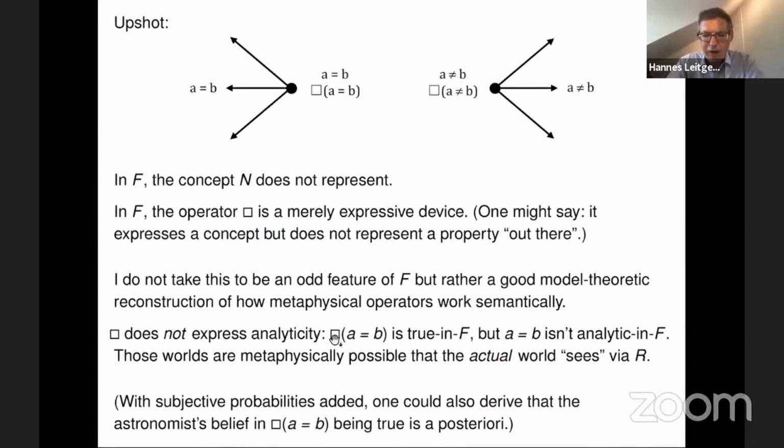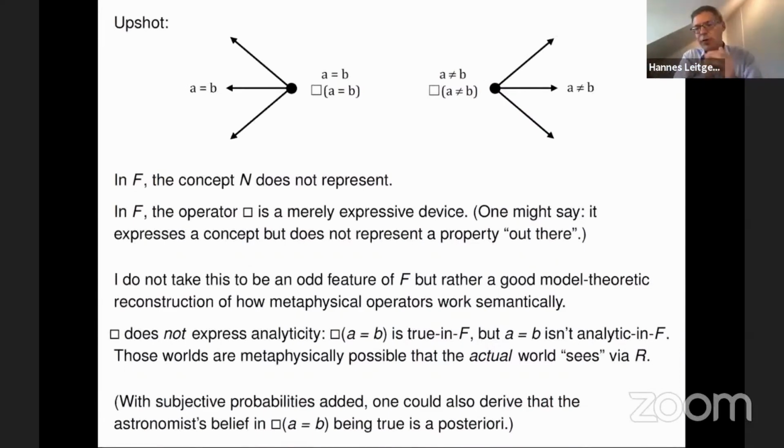So the box operator here in my object language does not express analyticity. For example, box A equals B is true in the framework. It is necessary that morning star equals evening star is true in the framework. Yeah, this necessity claim is true in the framework. But remember, A equals B, morning star equals evening star, is not analytic. So the truth of that necessity statement, you don't get that because the thing that's necessitated, A equals B, is analytic. It's not.